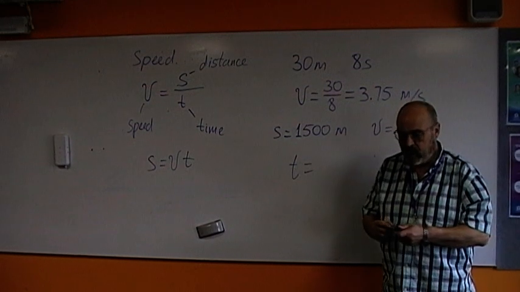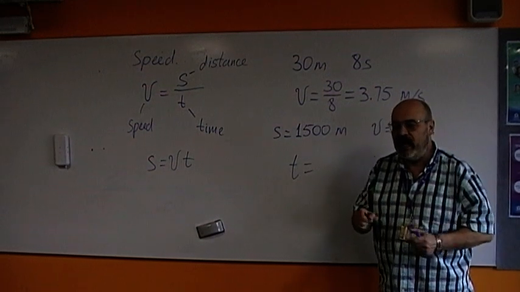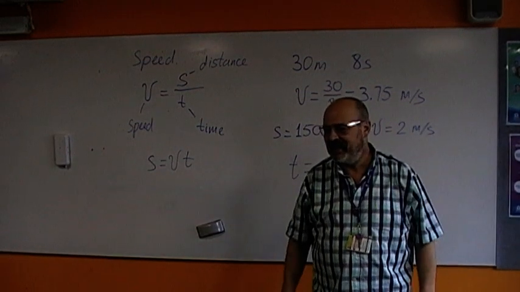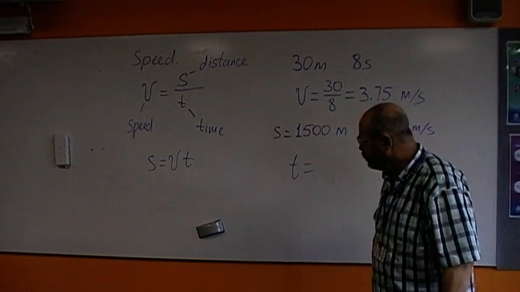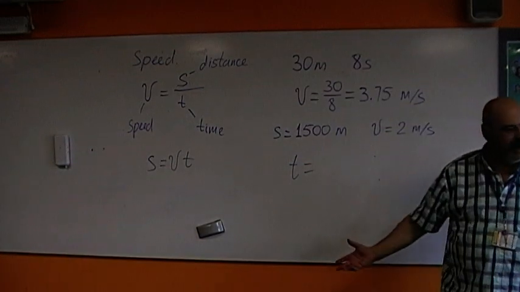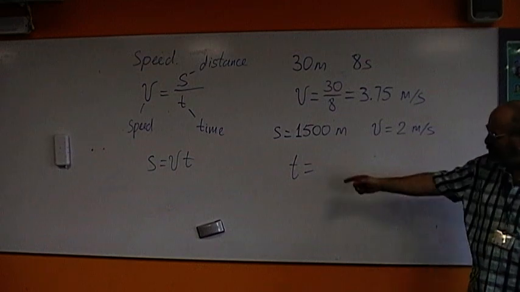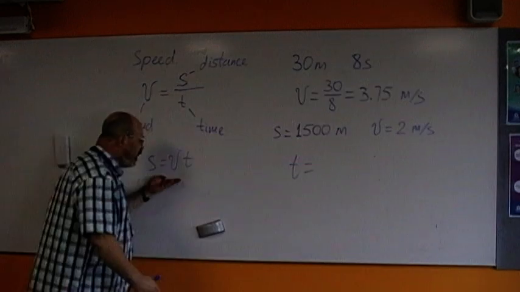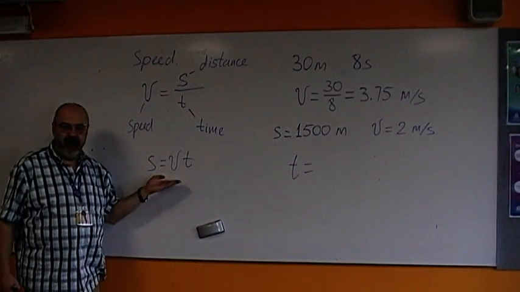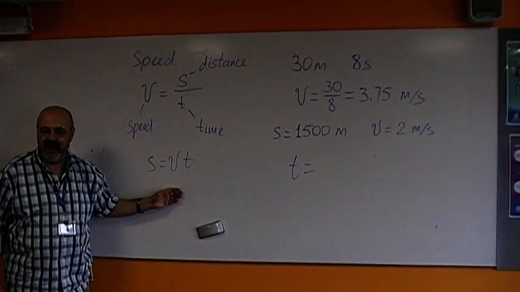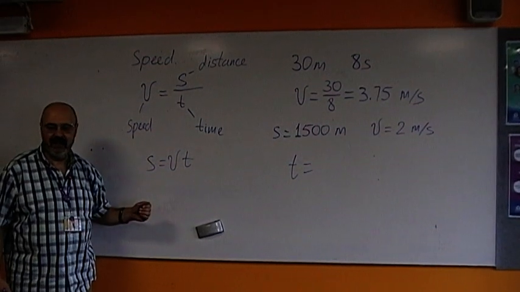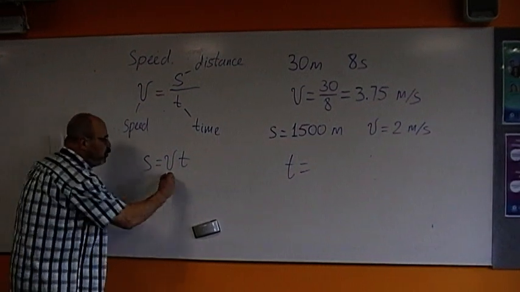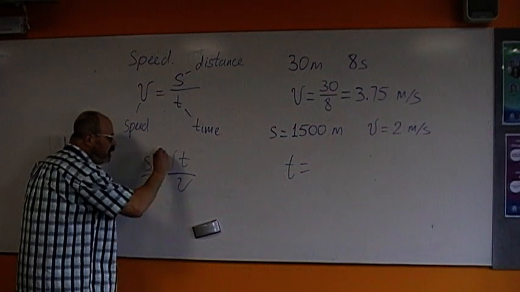Speed times distance. So time, as fast as you're moving, the longer it will take you to get somewhere. Divided by speed. Come on, what will be time from here? Can you find time from here? What do we need to do to get time by itself? You need to divide both sides by V.